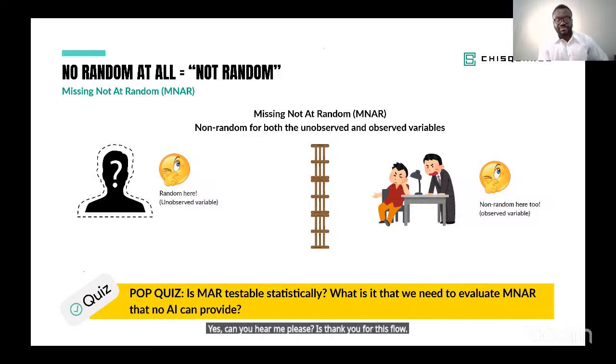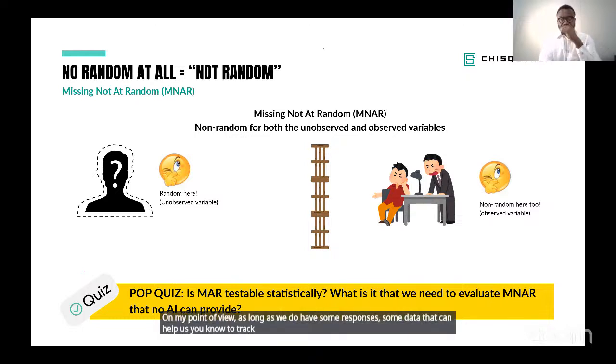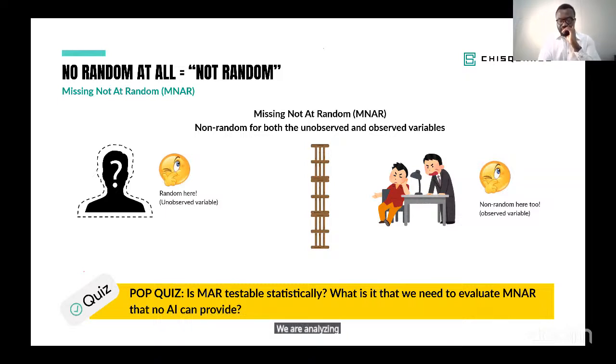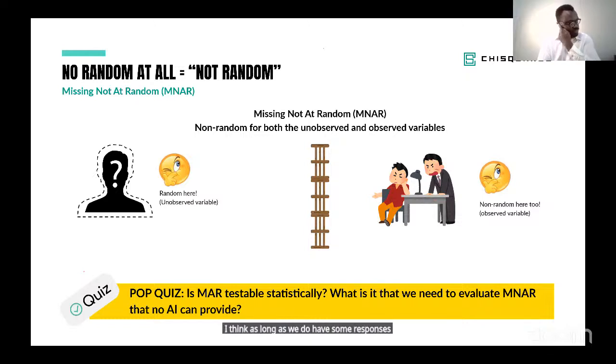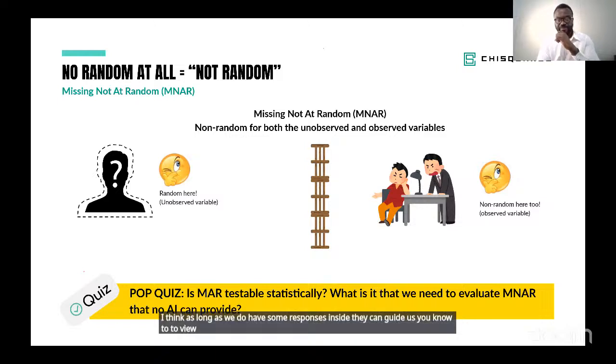From my point of view, as long as we have some responses, some data that can help us track all the data set that we are analyzing, I think missing not at random can be statistically tested. As long as we have some responses inside, they can guide us to view or test all the data set we have. All right, thanks. Any other perspective?